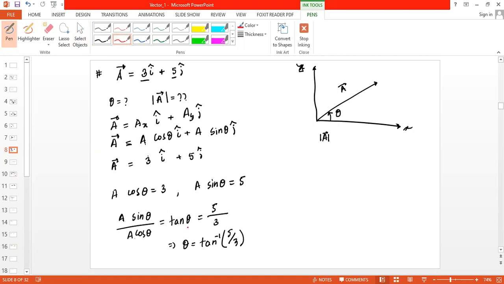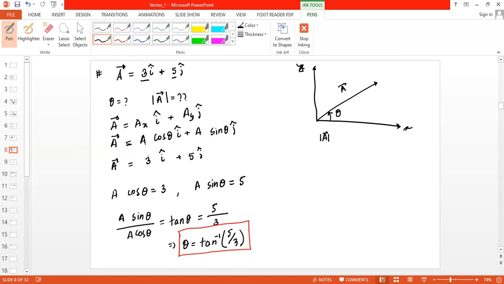Is it clear? Yes, sir. This is how I can get the value of theta, or the angle that the vector makes with the x-axis. And the second thing is I want to know the magnitude, or A.